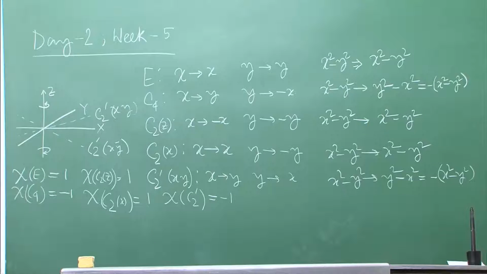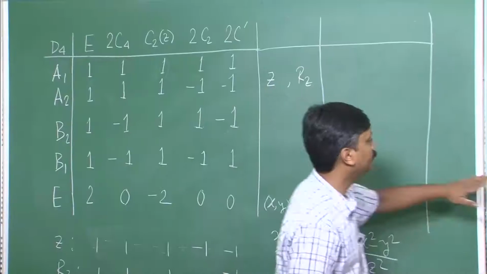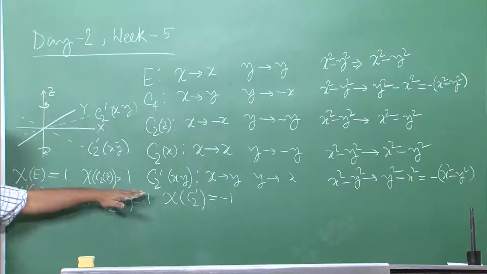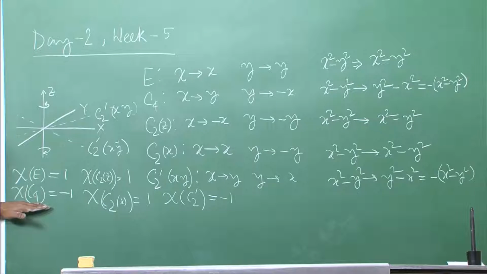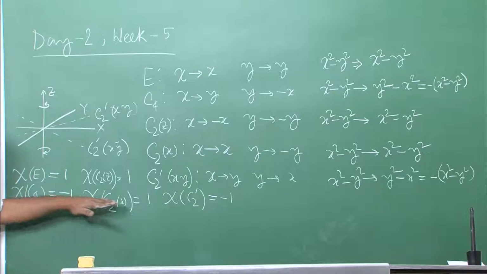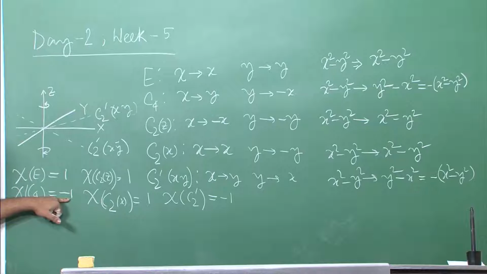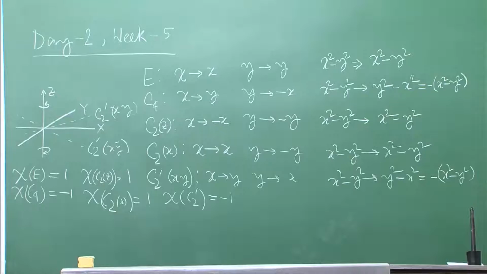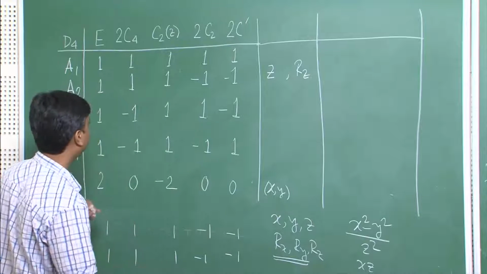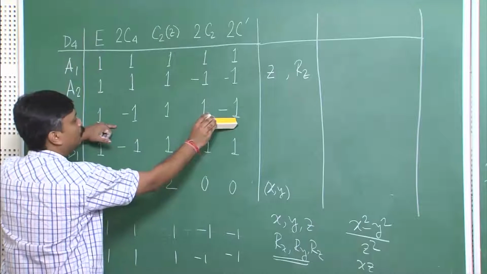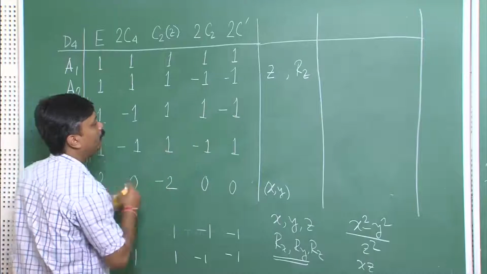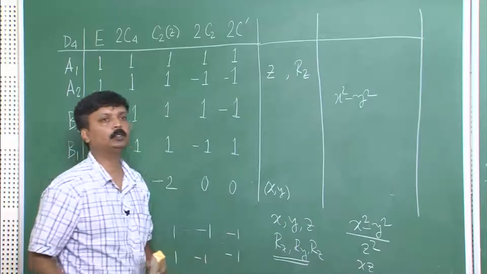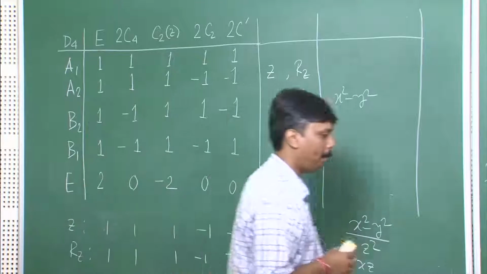Now, if I look at that and compare these chi's, chi of E is 1, chi of C2Z is equal to 1, and chi of C4 equals -1. So this definitely belongs to B symmetry, and then you have chi of C2 prime as -1. So if you look at that, you have this symmetry. So then x square minus y square belongs to this particular symmetry.